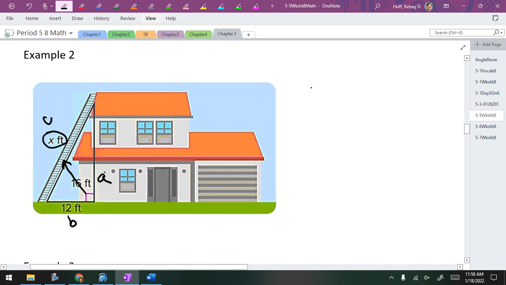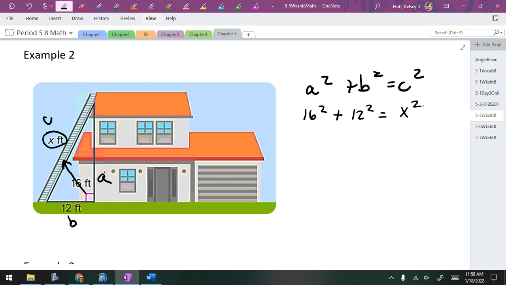So then I have A squared plus B squared equals C squared. A is 16 squared. B is 12 squared. And C is X squared. Nicely done. Next, I should do your squares first, right?